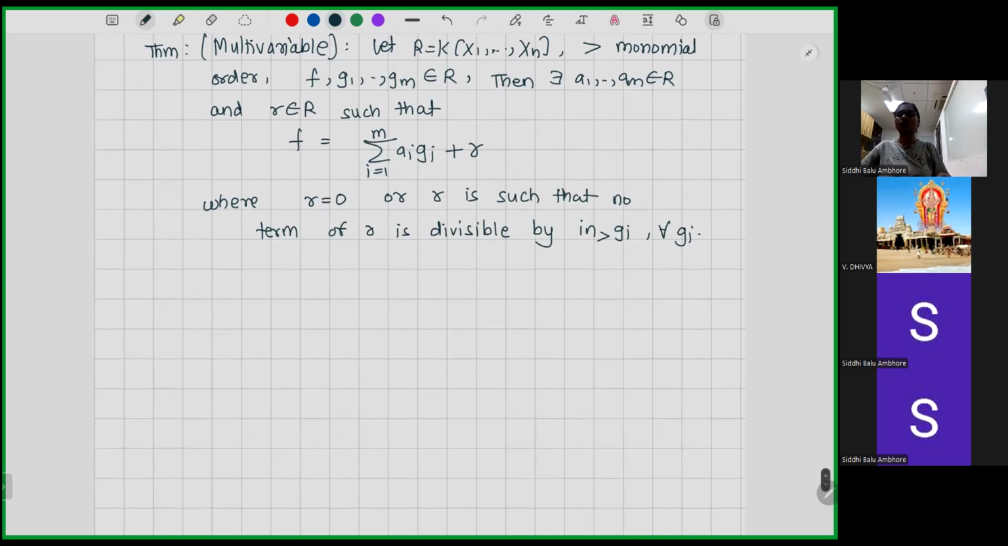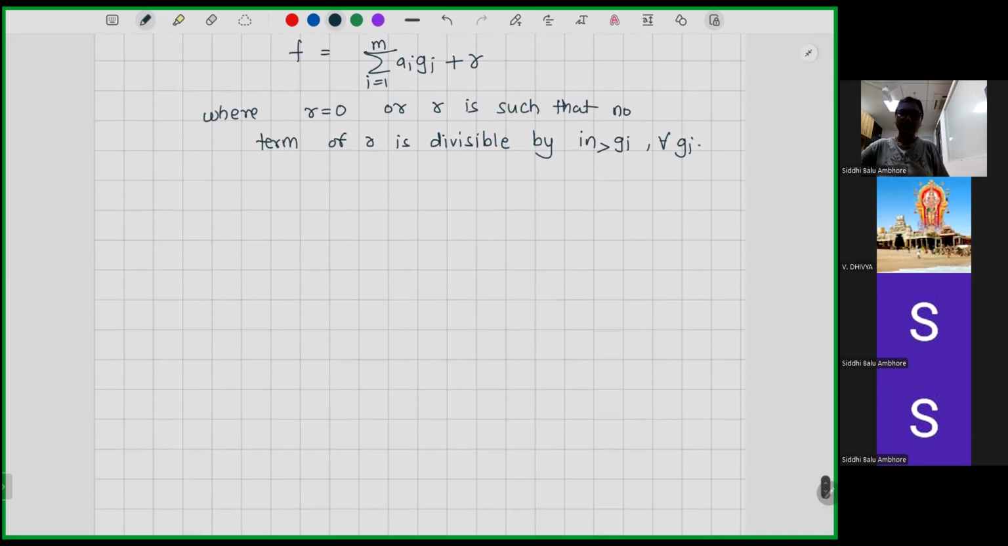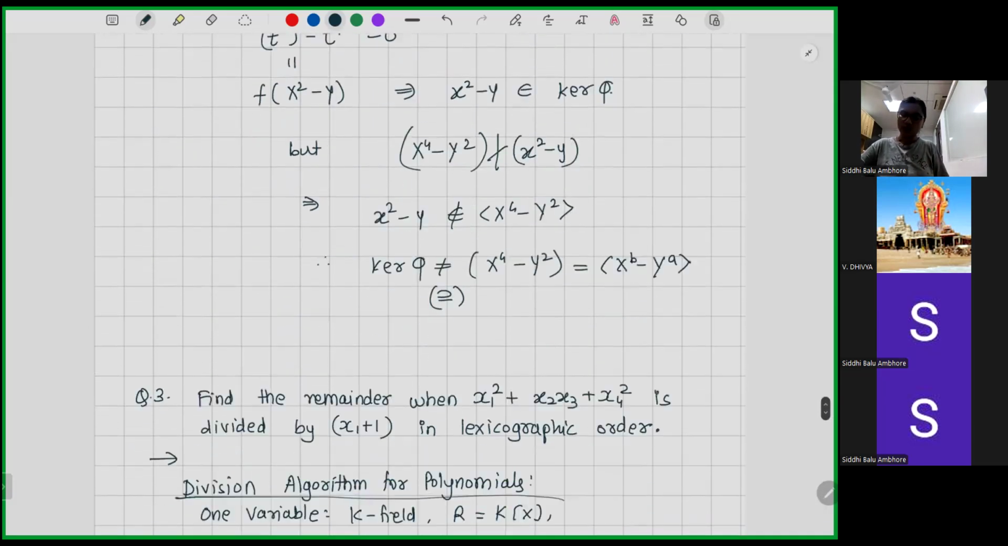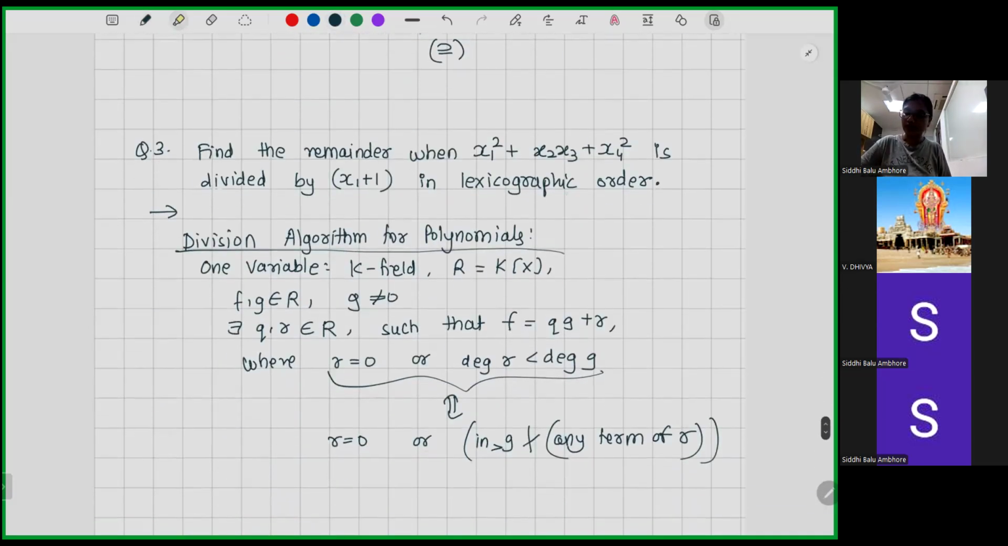Okay, when I say "any term of r," we will see this. We are now working with lexicographic order. Okay, we are given lexicographic order. This is not graded lexicographic order. This is just lexicographic order.